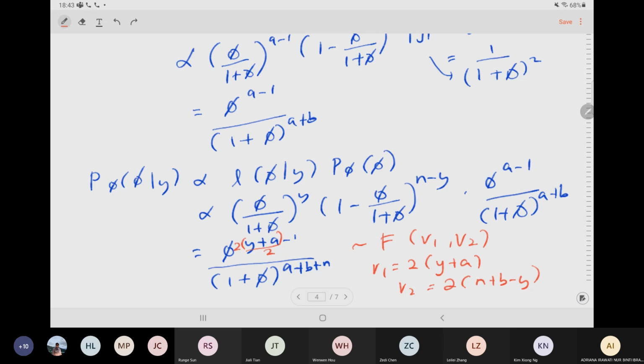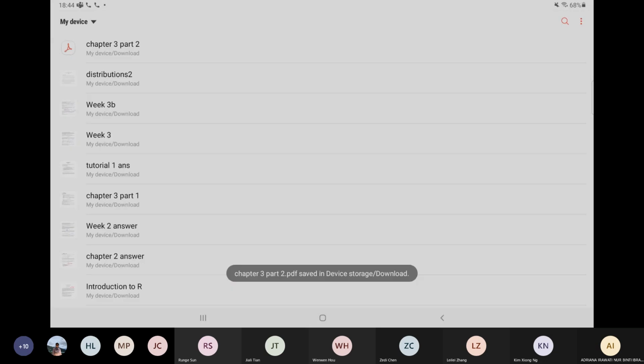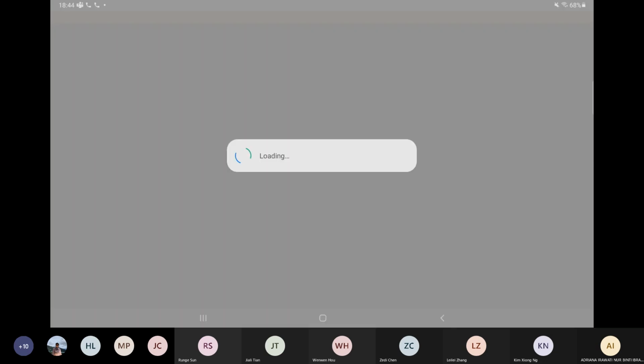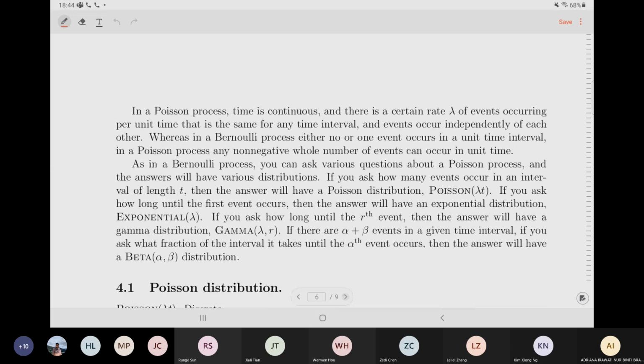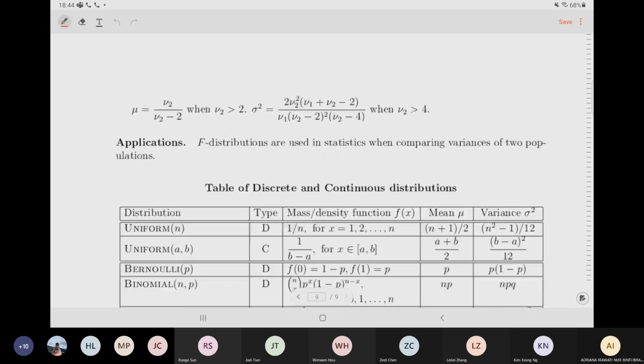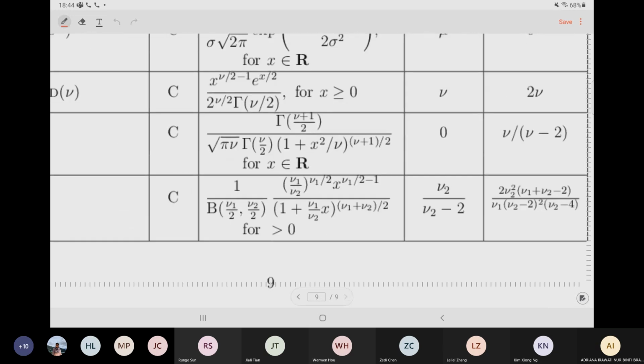You will think it's a bit complicated. Let me show you the PDF of the F distribution. Here, you can see this is the F.